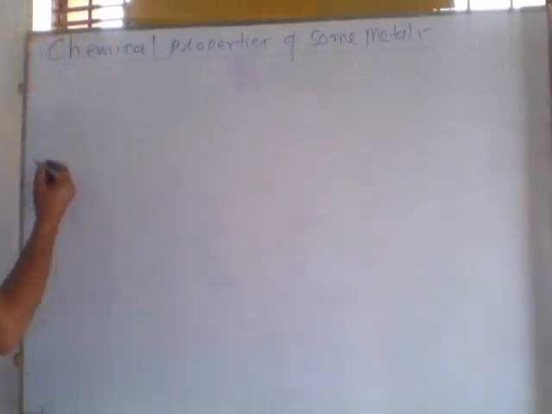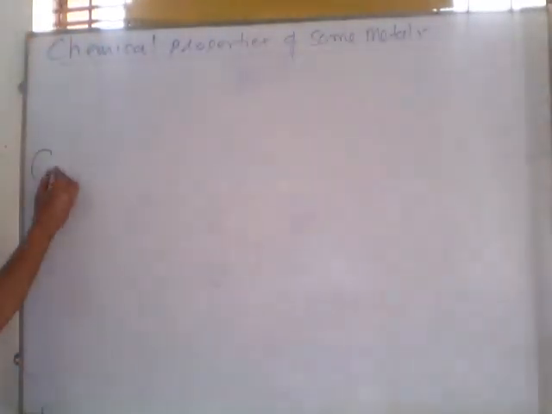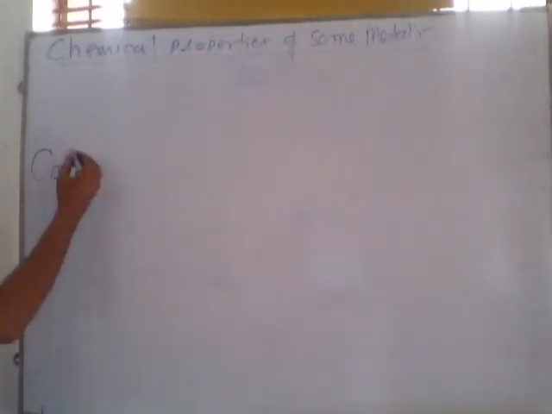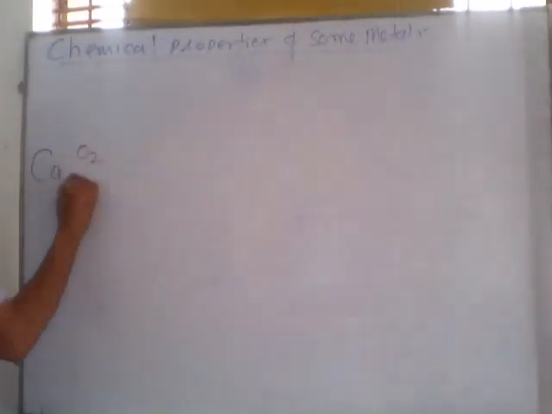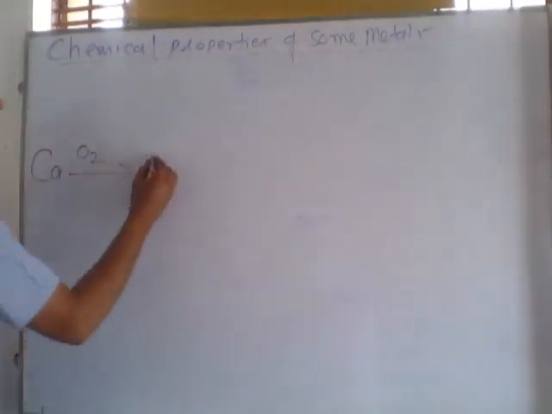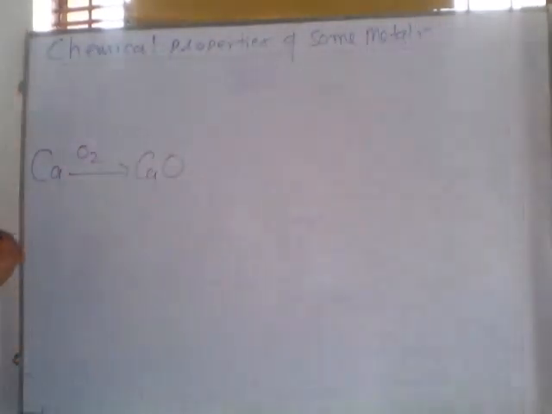Today we will discuss the chemical properties of some metals. We are using a new metal, calcium, Ca. When calcium reacts with oxygen, it forms calcium oxide.